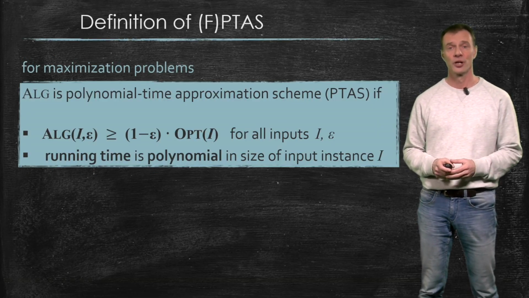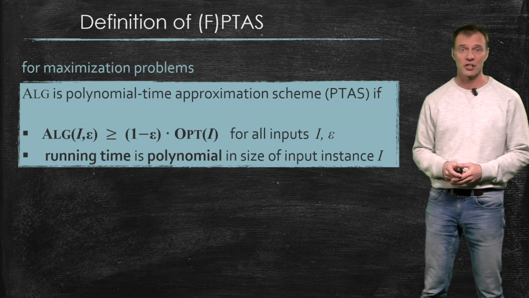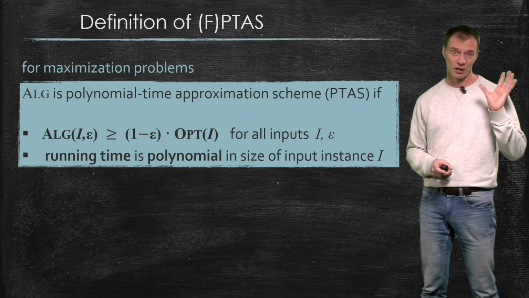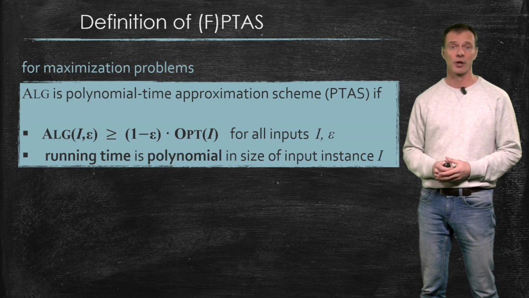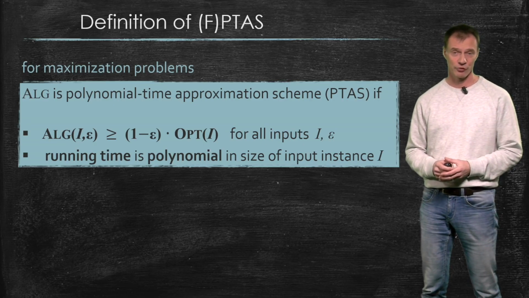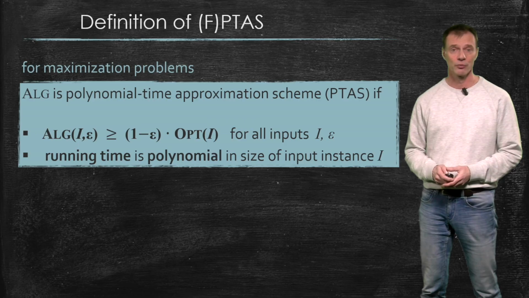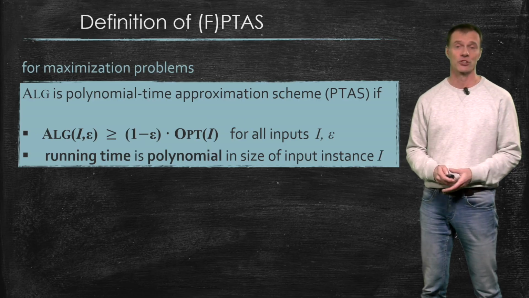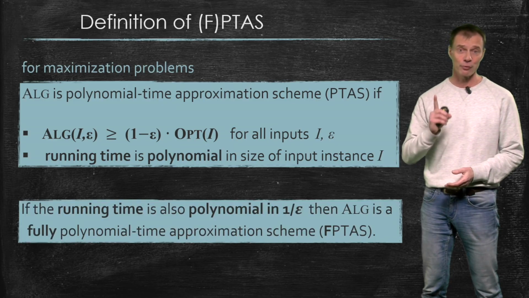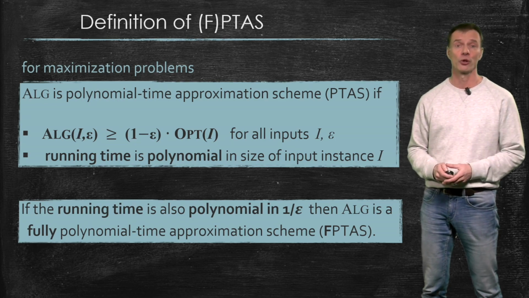Okay, so let's try to recall the definition of a PTAS. For a maximization problem, a PTAS is an algorithm that takes as input the problem instance plus a parameter epsilon. And the value of the solution which is computed should be at least 1 minus epsilon times the value of an optimal solution. The second condition is that the running time of the algorithm should be polynomial in n, in the input size. For an FPTAS, a fully polynomial time approximation scheme, the running time should actually not only be polynomial in n, but also polynomial in 1 over epsilon.